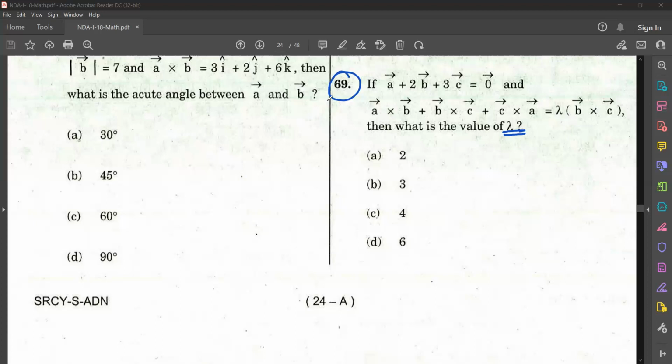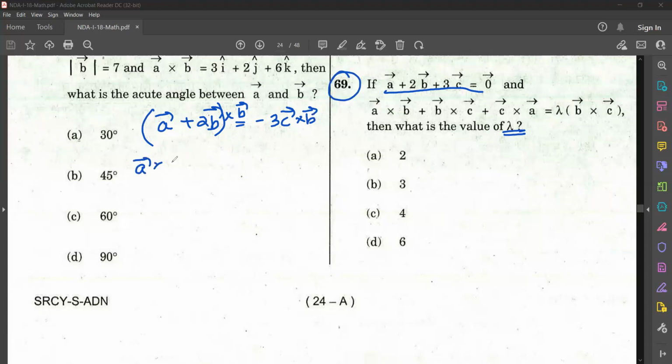Okay, so listen here. We have A + 2B + 3C equal to 0. So I'm going to take this 3C to the other side. This will become minus 3C. A + 2B equal to −3C. Now what I'm going to do is take cross B on both sides. If you are doing the same operation on both sides, it is fine, isn't it? So cross B on both sides.